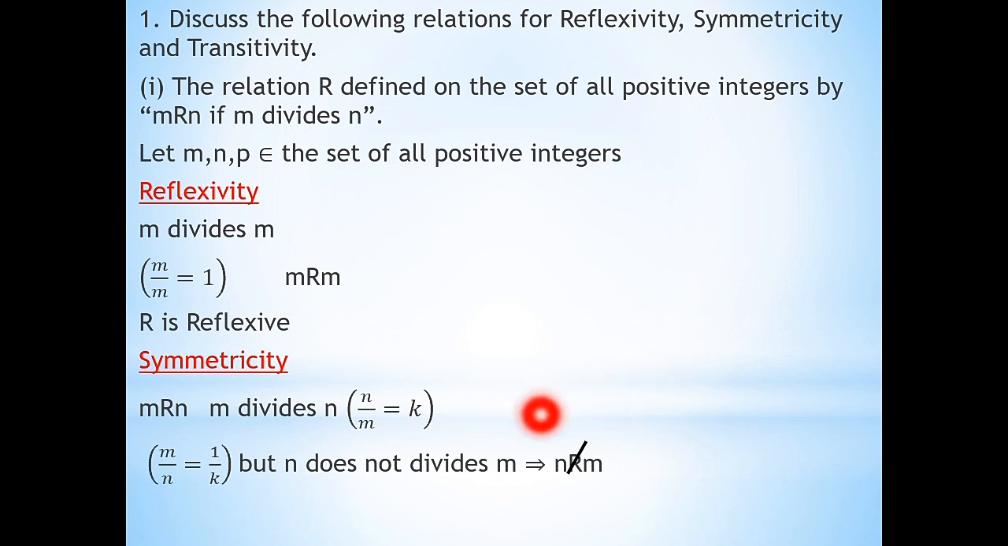See, I have given here, n is not related to m. So you have to write that with a small striking symbol over the R. So n is not related to m. Now we'll go for the next property. So this is not symmetric. Then transitivity.